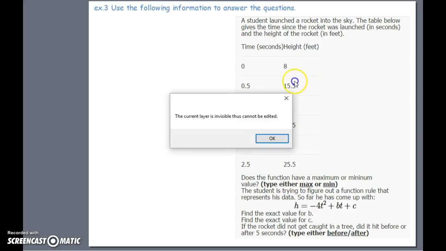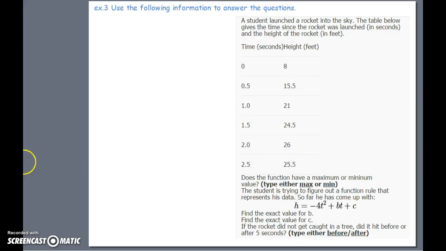So our equation here for this problem is y equals negative 4x squared plus 17x plus 8. Where B is 17 and C equals 8. But we already knew C was 8 because we've got that y-intercept in the table that was given to us.